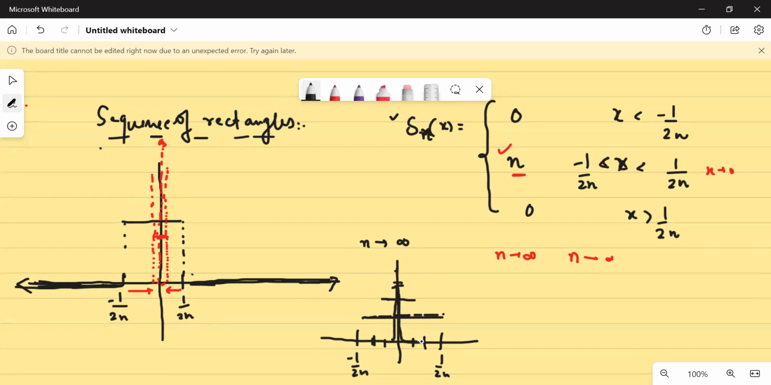So you're having a narrower spike at x equal to 0, as n tends to infinity. What sort of function does this look like? This looks like a Dirac Delta function. So this is an appropriate representation of this sequence of functions as n tends to infinity, which would eventually define a Dirac Delta function. Okay, so I can write that my Dirac Delta function can be represented as the limit of this sequence of functions.